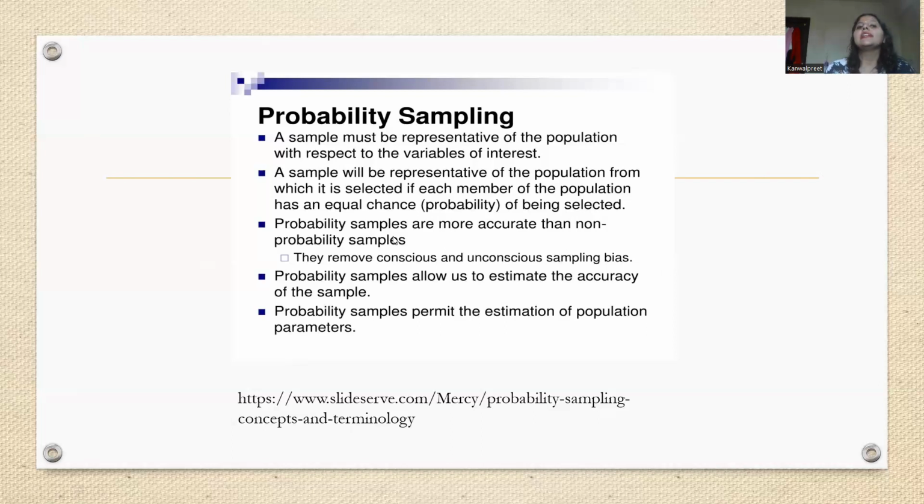It is generally said that probability samples are more accurate, but see, it again depends. Now if you ask me a question, ma'am, for my research whether I should use the probability method or non-probability, it depends upon your population from whom you are collecting your data, and what your objectives and hypotheses are. So they remove conscious and unconscious sampling bias. Now what is sampling bias? Again, another in-depth topic. Probability samples allow us to estimate the accuracy of the sample. So generally they are considered more accurate. Probability samples permit the estimation of population parameters. And something related to a sample is called a statistic.